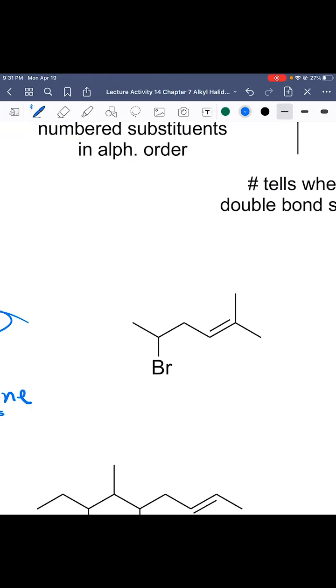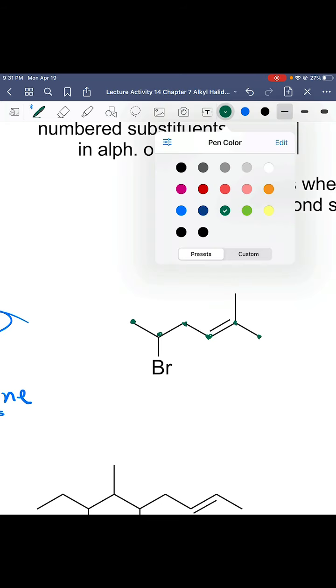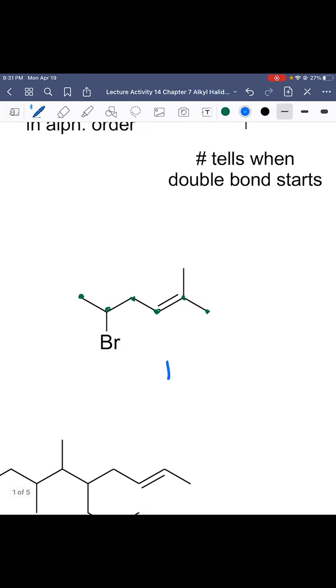Again, here we have a bromine, so we're going to use bromo. And it seems like here we have a 6 carbon chain, but let's double check to make sure. We have 1, 2, 3, 4, 5, and 6. Yes, so we have a 6 carbon chain. This is going to be a hexene. And our double bond is on our 2 carbon. It's on our 2 carbon.